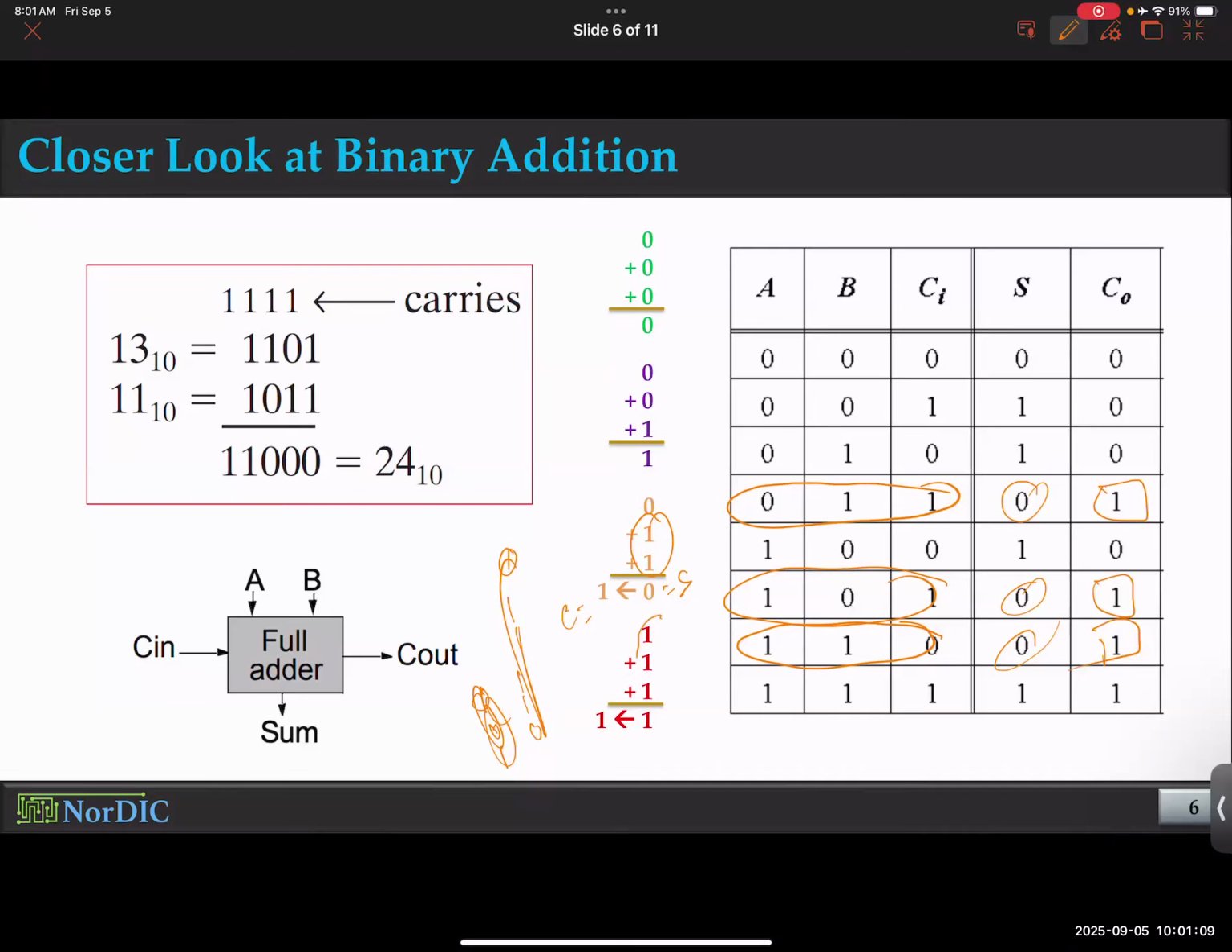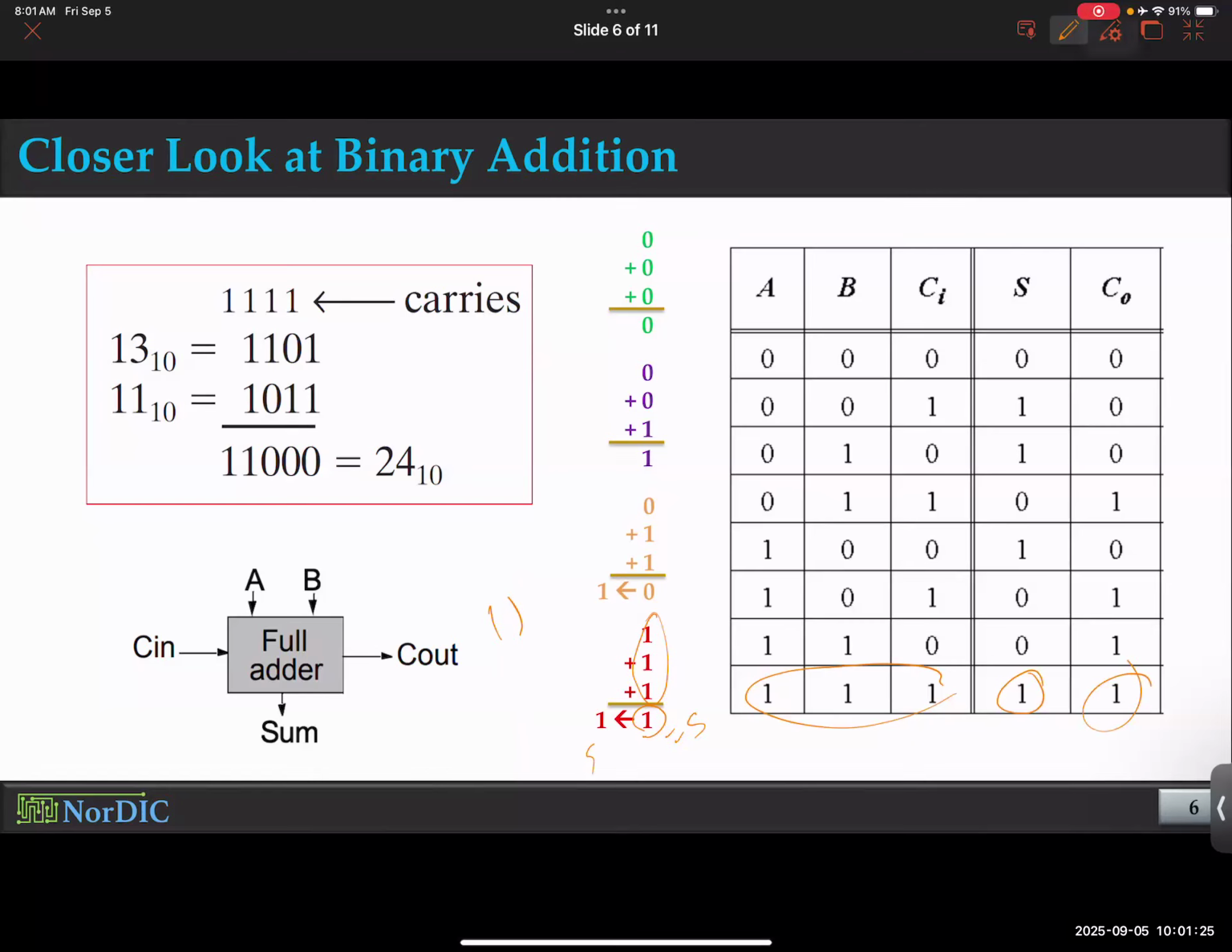Finally, there is one combination left where you have triple one. For triple one, you end up with 1 1 because triple one is going to give you 3, which is represented as 1 1. Okay. So 1 is your sum, 1 is your carry. So that's the combination you get.